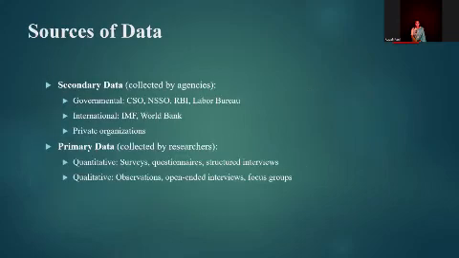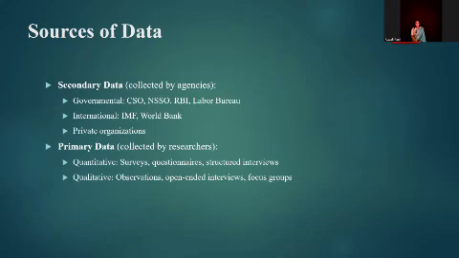Where does all this data come from? Broadly, we have two sources: secondary data and primary data. Secondary data is the data that has already been collected by someone else. Examples include government reports, data from the IMF or World Bank, and company financial statements. The benefits: it saves time and resources. However, secondary data may not be tailored to your research needs and can sometimes be outdated.